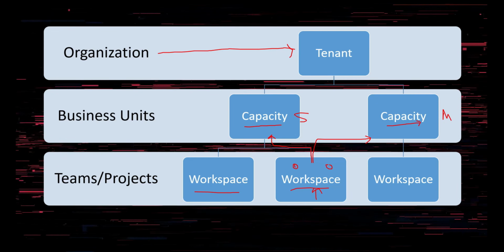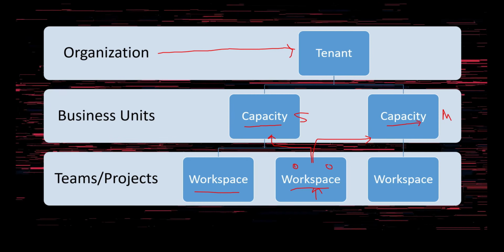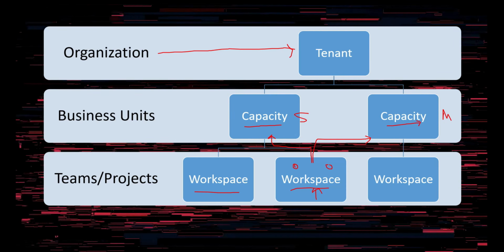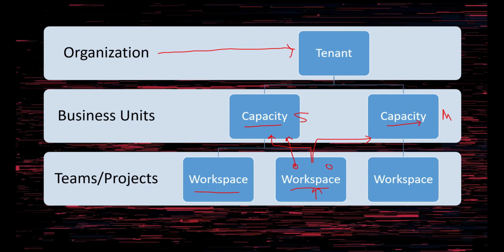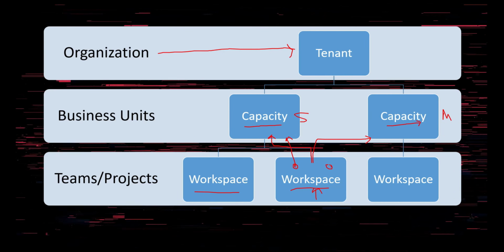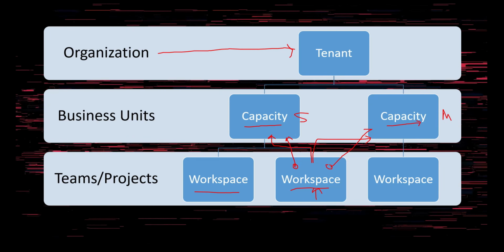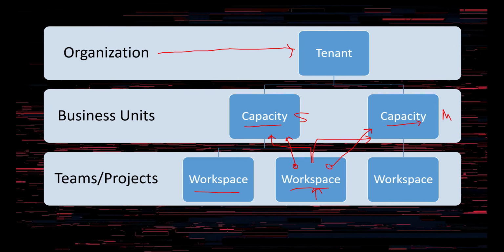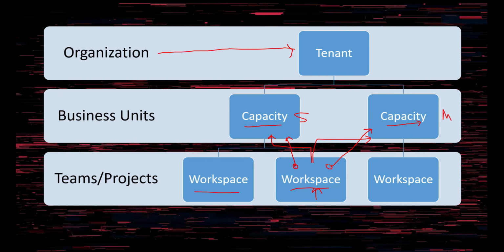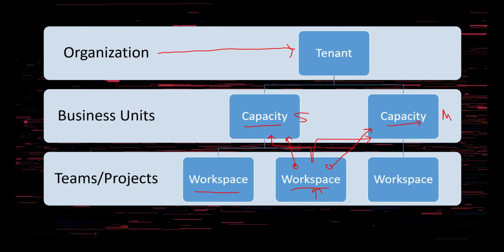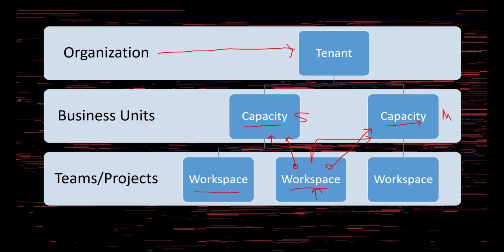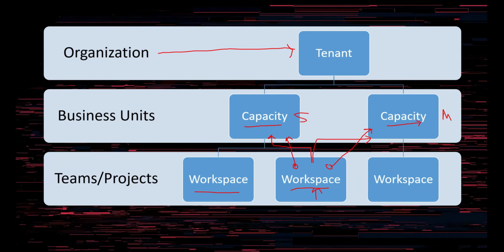This particular workspace has both the pipelines belonging to sales and marketing, and these pipelines have to charge the capacity that belongs to sales, and these pipelines and workflows should charge the capacity that belongs to the marketing business unit, right? So logically it is important that you understand that the workspace can be tagged to multiple capacities, and they can charge multiple capacities.